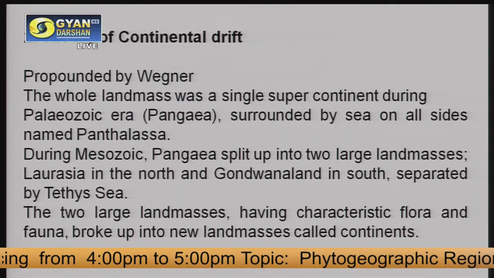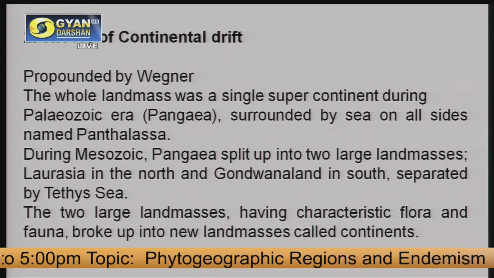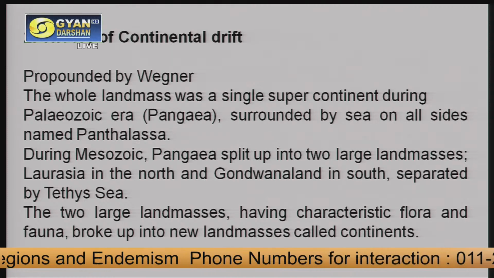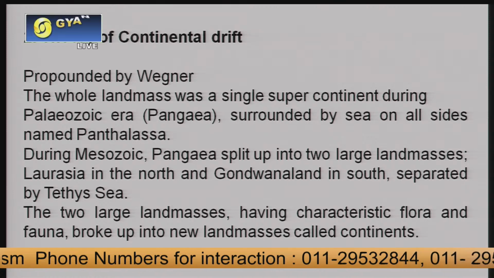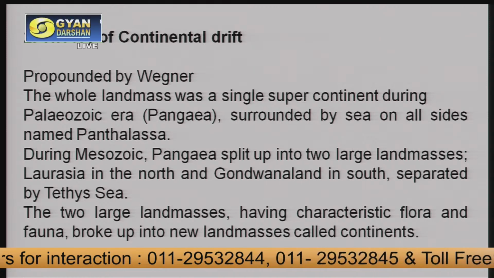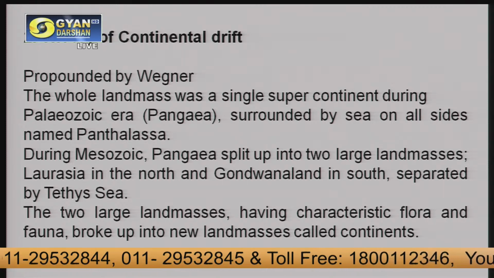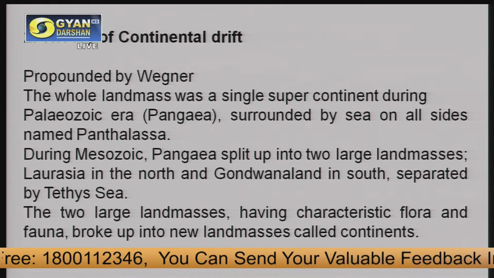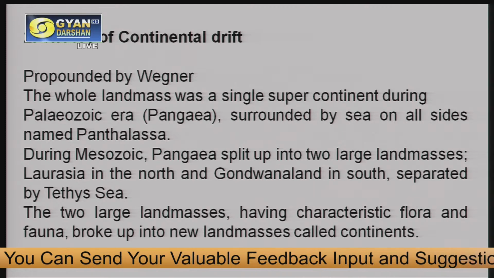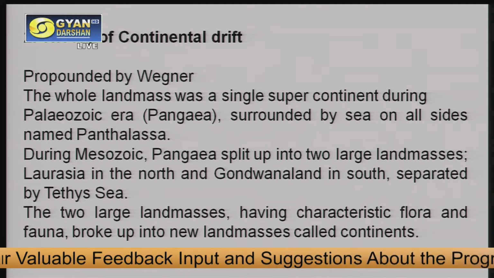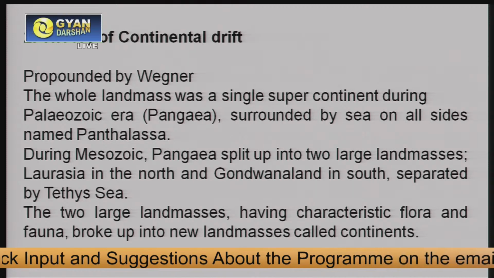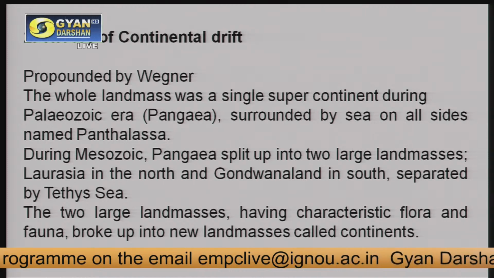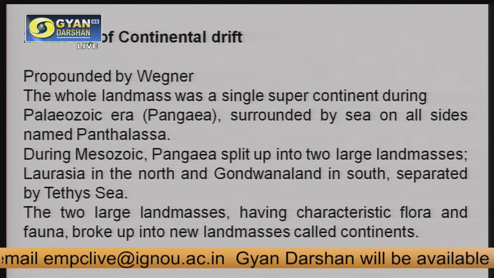Theory of continental drift, propounded by Wegener. Now the whole landmass was a single supercontinent during the Paleozoic era, and we call it Pangaea. And this was surrounded by sea on all the sides, which was named Panthalassa. So Pangaea and Panthalassa initially. But then as we moved on during the Mesozoic, what happened? Pangaea was a continuous landmass, but during the Mesozoic, Pangaea was split up into two large land masses, Laurasia in the north and Gondwana land in the south. So Pangaea got split up.